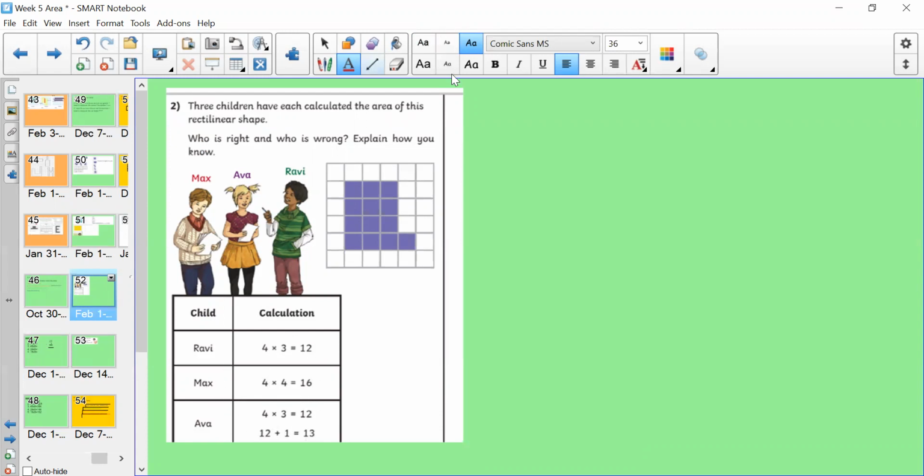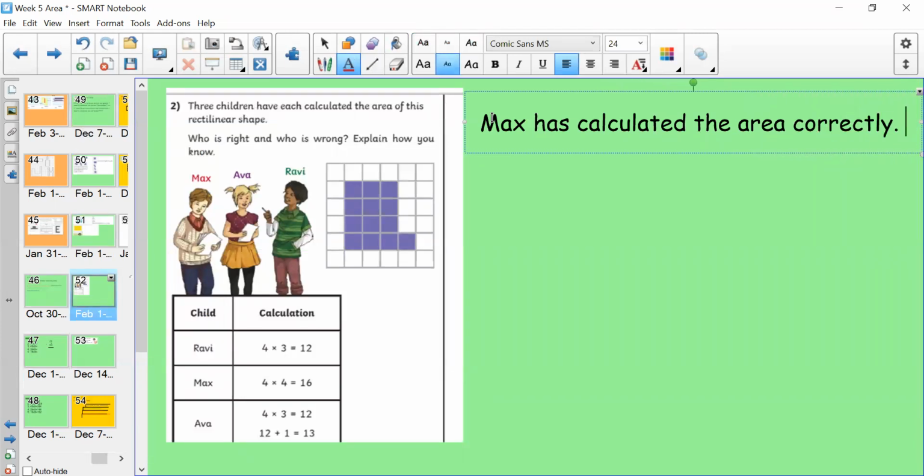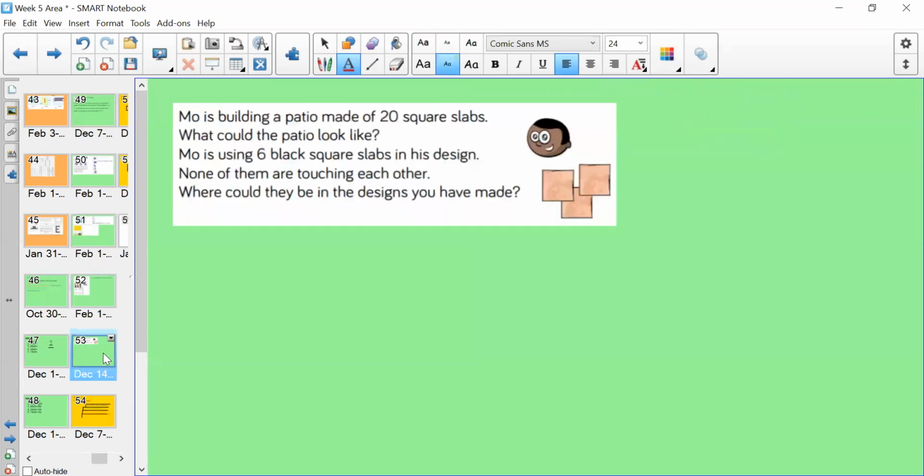And then in your assignment, next to it in the block, you can say, for example, Max has calculated the area correctly. Yes, you'll have to work that out. And then your last question, it says, Mo is building a patio made of 20 square slabs. What could the patio look like? Mo is using 6 black square slabs in his design. None of them are touching each other. Where could they be in the designs that you have made?